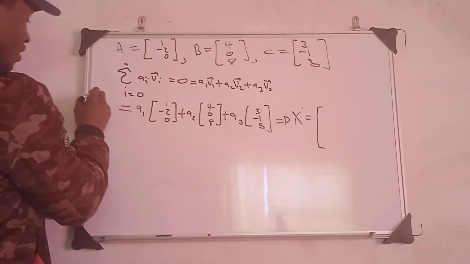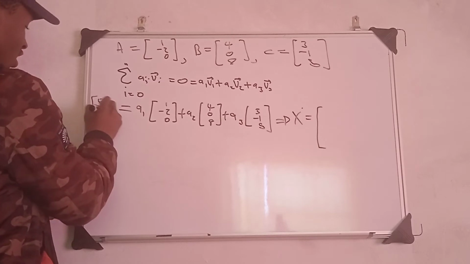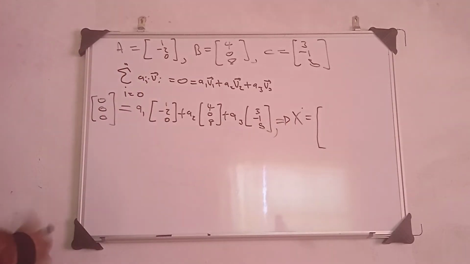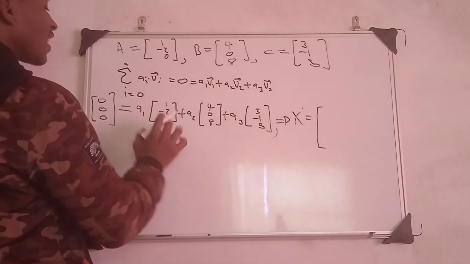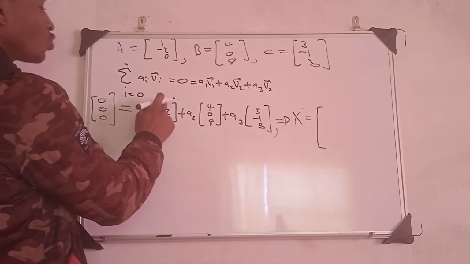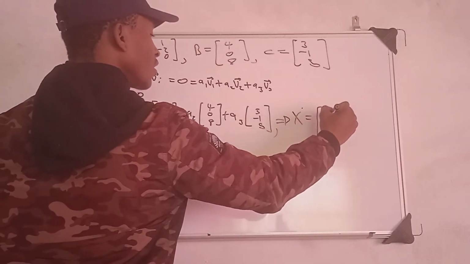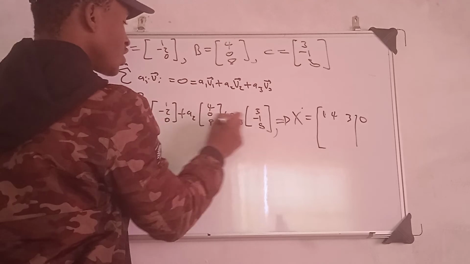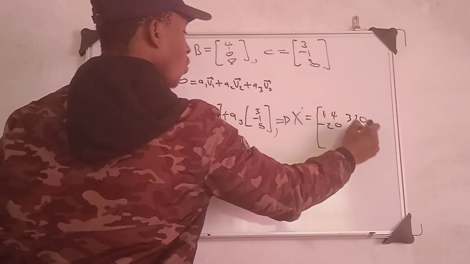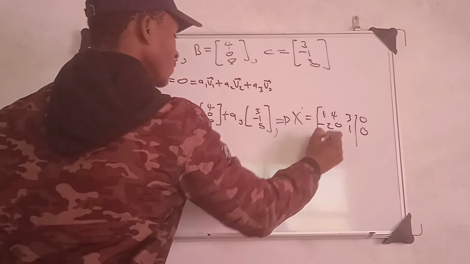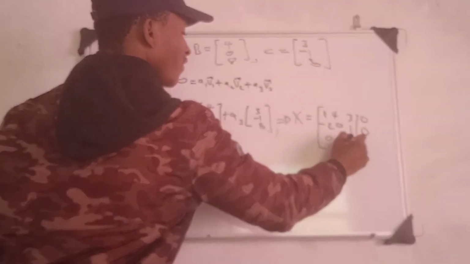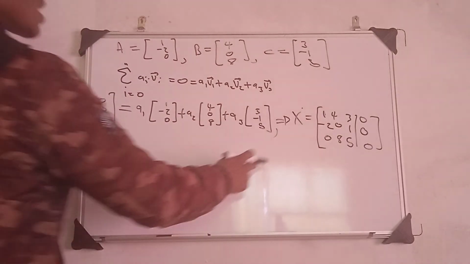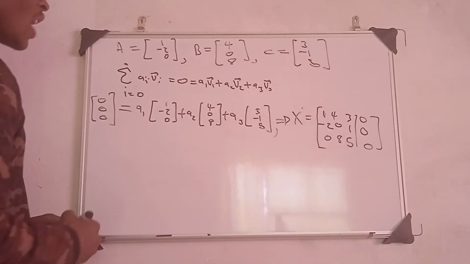But this matrix is equal to 0. All of them is equal to 0. So if I can write this in an augmented matrix, it will be 1, 4, 3 equals to 0, minus 2, 0 and 1 equals to 0, 0, 8, 5 equals to 0. It's in the form of an augmented matrix, but this can be converted to row echelon form.